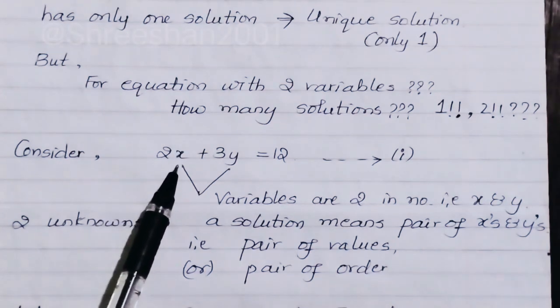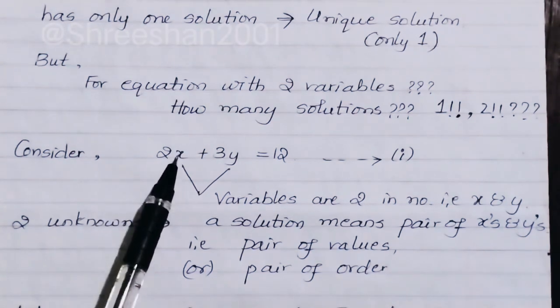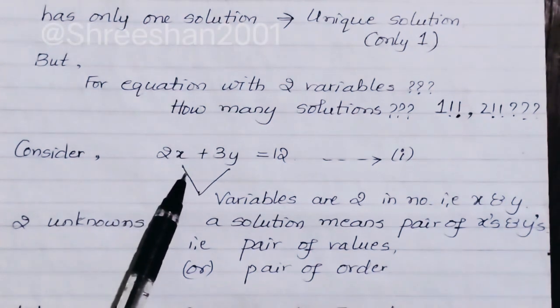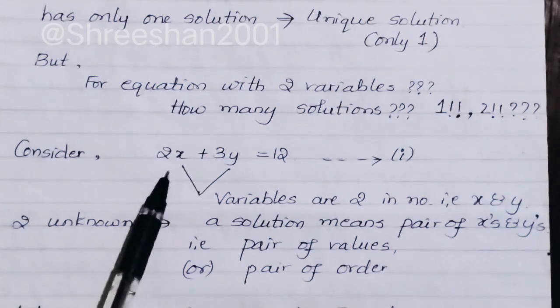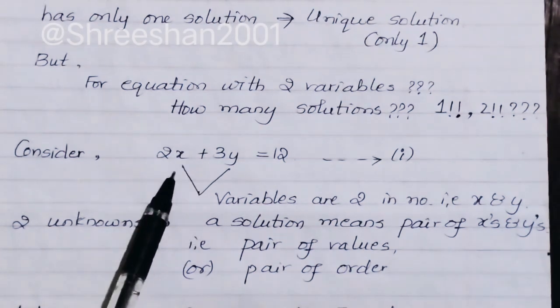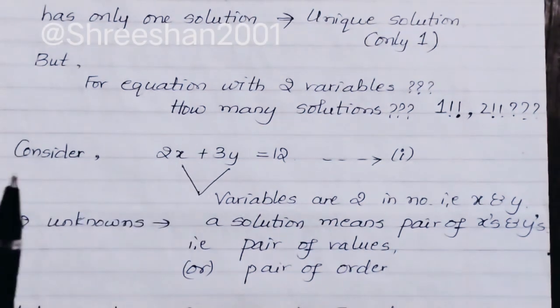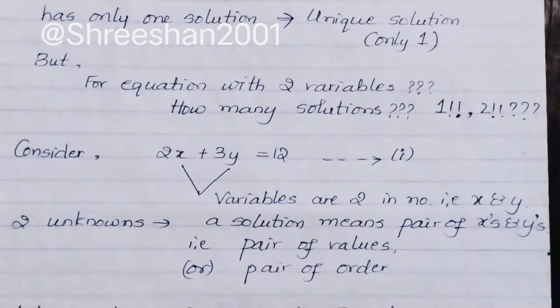Okay, so we all know if there is only one variable, one solution will be there. Here two variables are there, hence two unknowns. We need to find two values for x and y. Such a solution means finding x and y, and we write them in an order. Since they are two, we call them a pair of values or an ordered pair. So solutions are written in pairs, x values and y values.